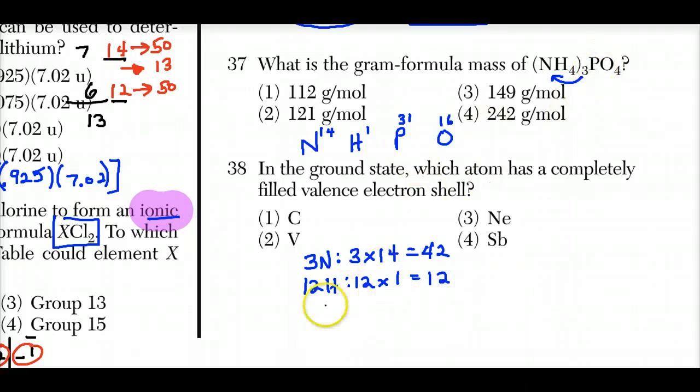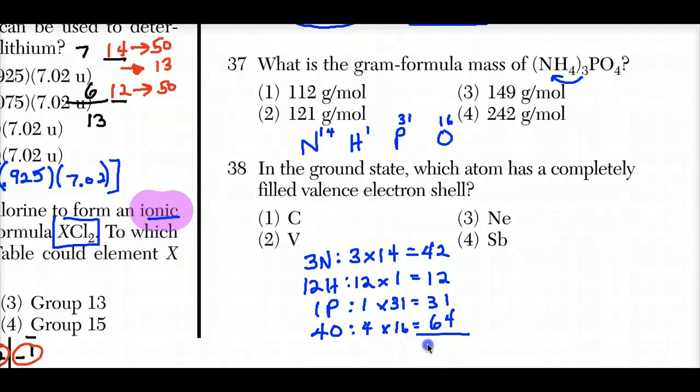Then we have 1 phosphorus, 1 times 31, which is 31. And then we have 4 oxygens. Each oxygen is 16 from the periodic table, so 4 times 16 is 64. Now we're going to add them together. When we add these together, we get 149. And that's grams for every mole. And lo and behold, that's choice 3.